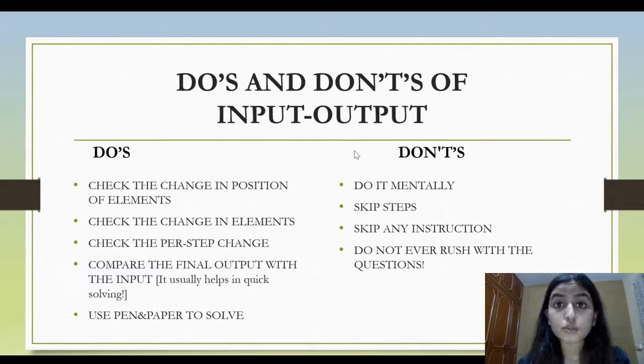Next, use pen and paper to solve. Input-output is another question type which you should not try to solve mentally. Use a pen and paper, write down all the steps that are given to you for the required input, and then answer all the questions that follow. It might seem to be a time-consuming exercise in the beginning. However, later on you'll realize that not only can you do it faster with a bit of practice, but this method also ensures accuracy and prevents you from making silly mistakes. Don't do it mentally is essentially what I just said. Don't skip steps.